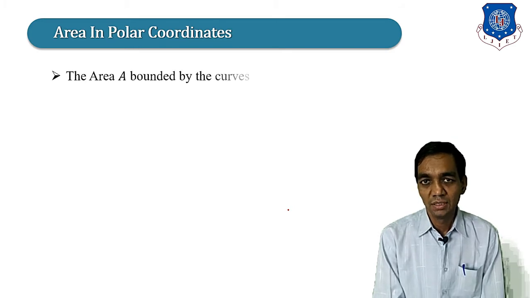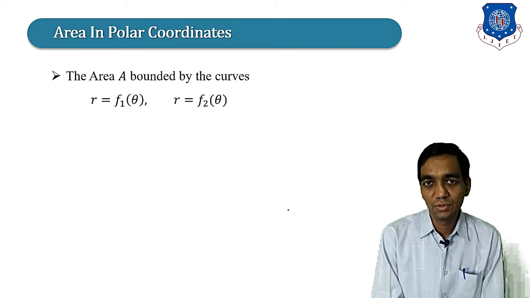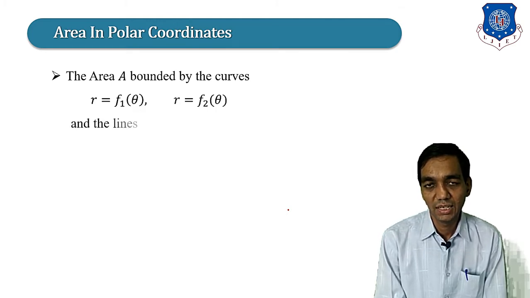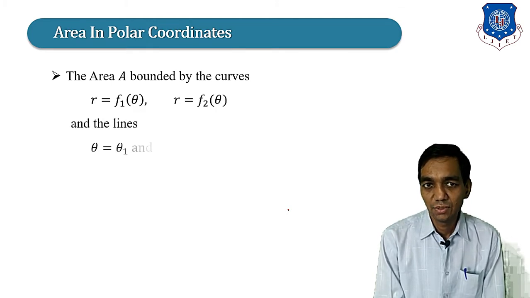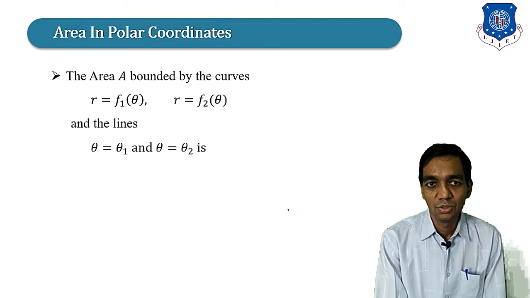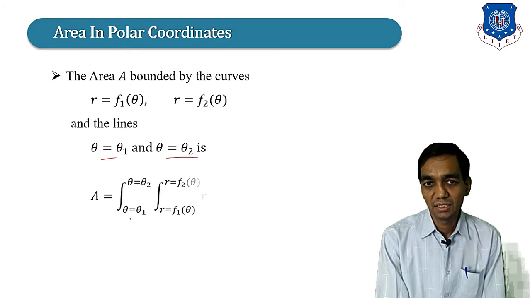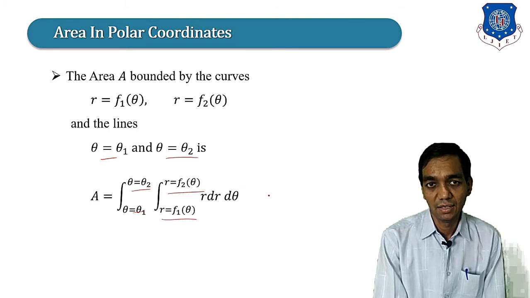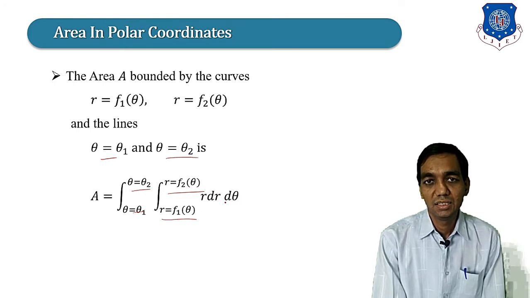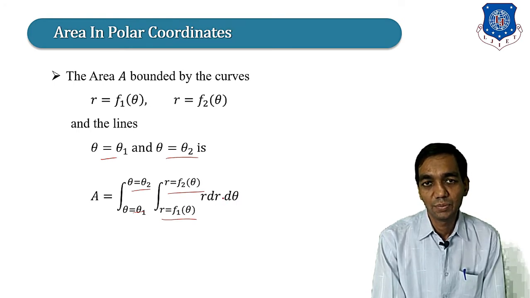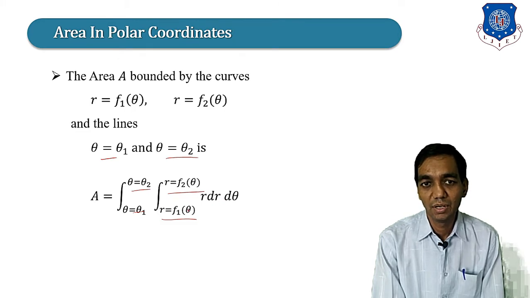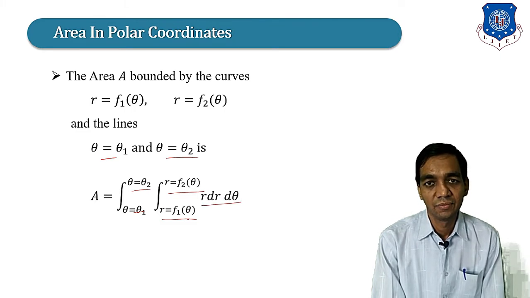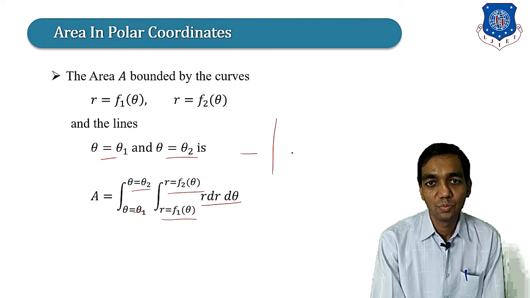Area in polar coordinates is given by: if r = f1(theta) and r = f2(theta) are two curves, and theta = theta1 and theta = theta2 are two lines, then the area is given by the integration from theta1 to theta2 and the integration from f1 to f2 of r dr d theta. So basically, in polar form, if you are finding the area, it is given by the double integration r dr d theta, where you have to put the limits of the polar curve.